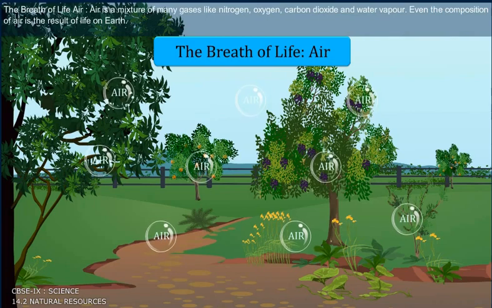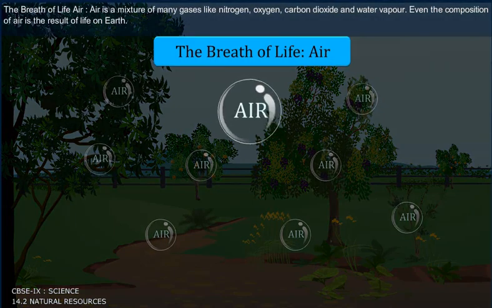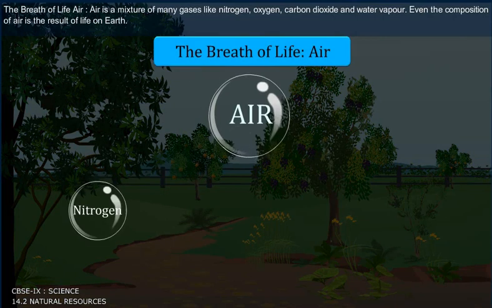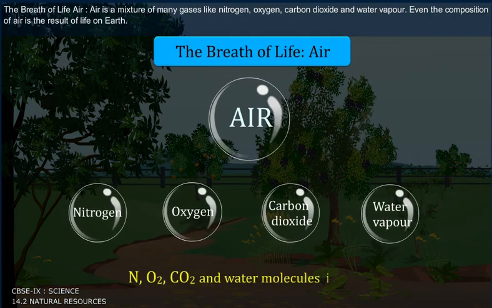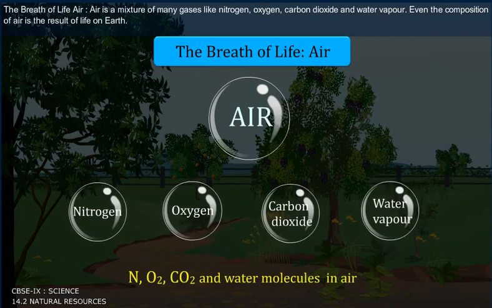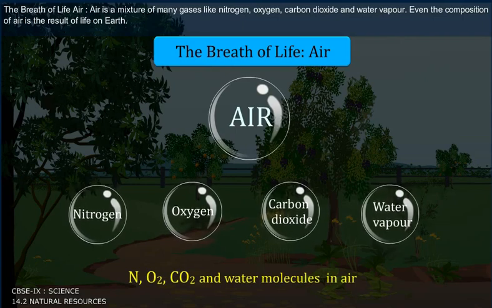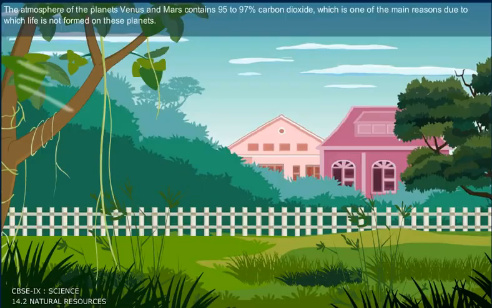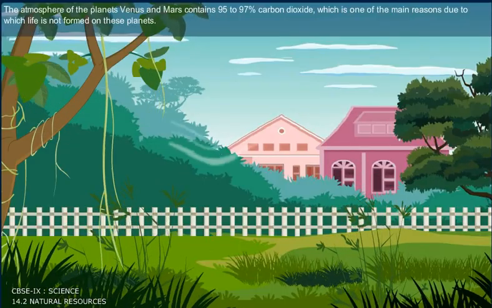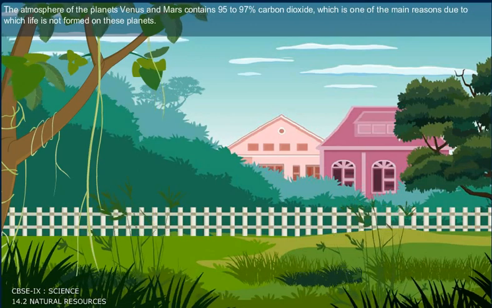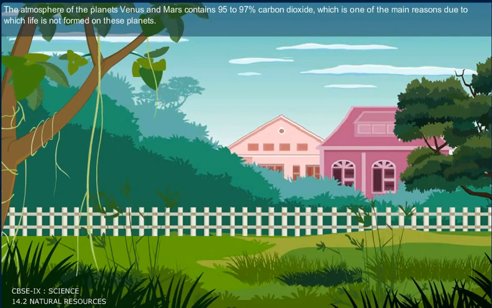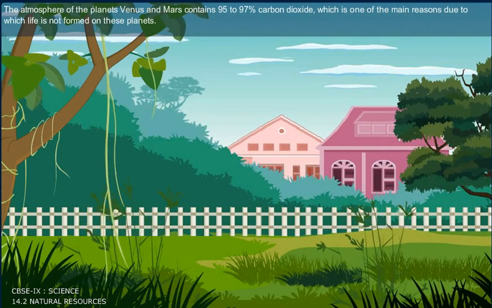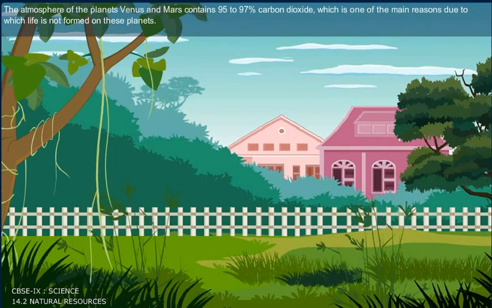A breath of life: air. Air is a mixture of many gases like nitrogen, oxygen, carbon dioxide, and water vapor. Even the composition of air is the result of life on Earth. The atmosphere of planets Venus and Mars contains 95 to 97% carbon dioxide, which is one of the main reasons due to which life is not formed on these planets.